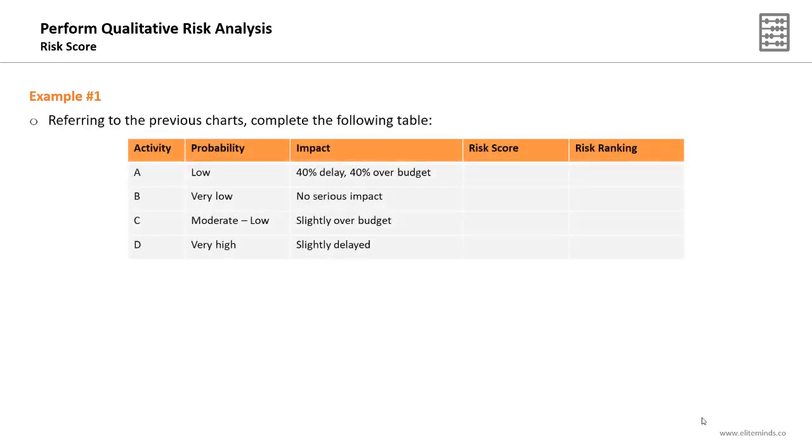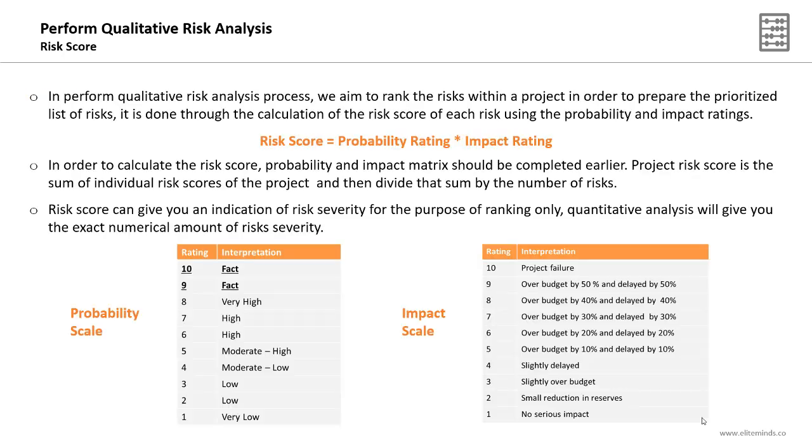Example number 1: referring to the previous charts, complete the following table. You have 4 risks. The probability and impact is given for each risk. The question is asking about the risk score and the risk ranking. Simply determine the rating. So if it is a low, it will be 2.5, as low on the scale was between 2 and 3. If it's very high, you will give it 8. If the impact is a project failure, you will give 10, and so on.